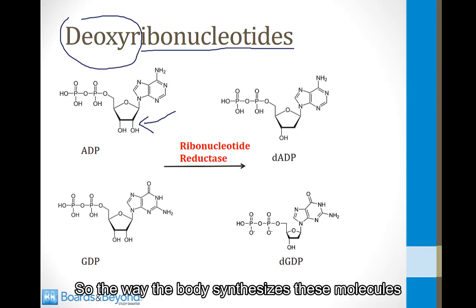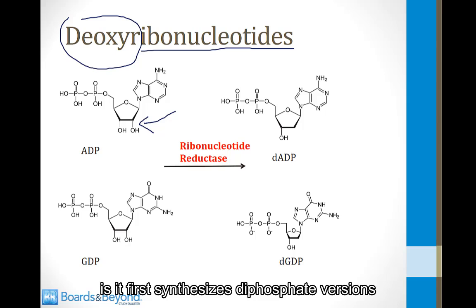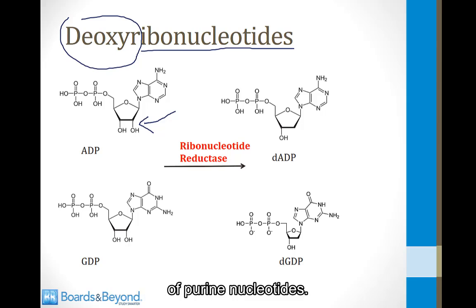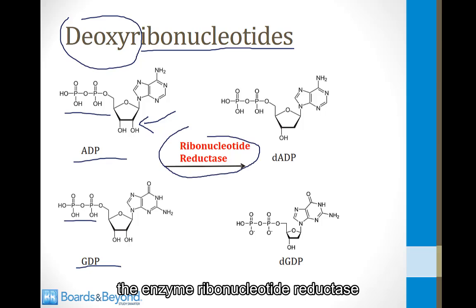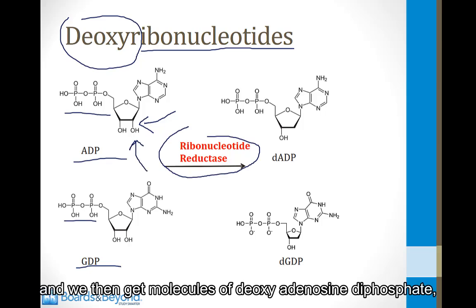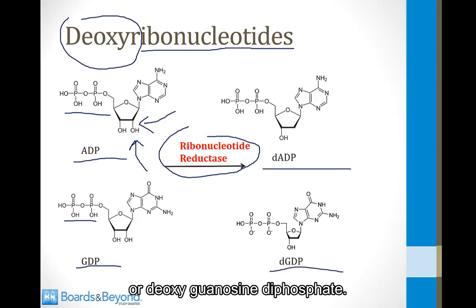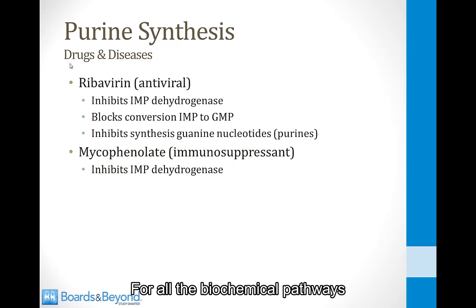So the way the body synthesizes these molecules is it first synthesizes diphosphate versions of purine nucleotides. So this is adenosine diphosphate with 2 phosphate groups here. This is guanosine diphosphate with 2 phosphate groups here. Once this has occurred, the enzyme ribonucleotide reductase can remove the hydroxyl group, and we then get molecules of deoxyadenosine diphosphate or deoxyguanosine diphosphate.